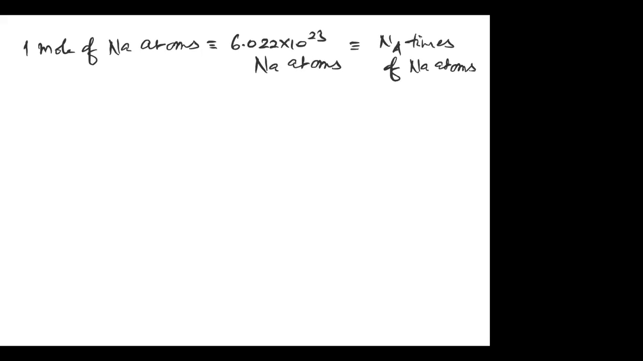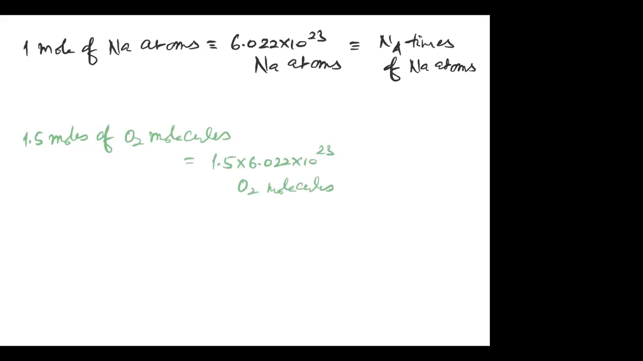Similarly, if we have 1.5 moles of O2 molecules, it can be written as 1.5 multiplied by 6.022 into 10 to the power 23 O2 molecules, and it is further equal to 1.5 NA of O2 molecules.